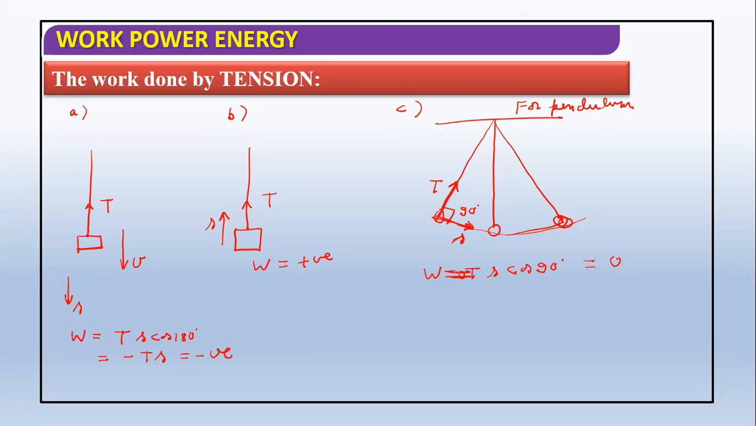So you can have all three kinds of work for the tension. It means you can have positive work, negative work, and zero work. One more example we can take.